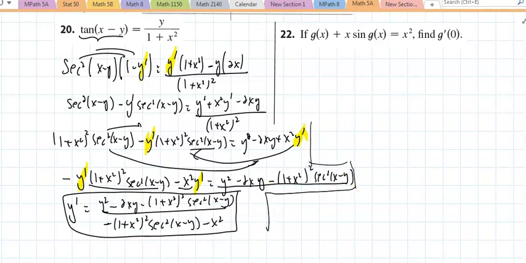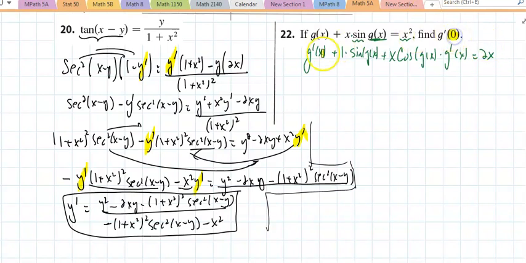Now, let's look at number 22. Find g prime of 0. If I take a derivative, well, this is the g prime of x plus the product. Derivative of the first times the second, plus the first, derivative of sine is the cosine of g of x times g prime of x plus g. And this is 2x. So g of x is taking the place of y in this case, really. I could have solved for it, but I didn't want to. I want to do it so we can practice implicit differentiation.